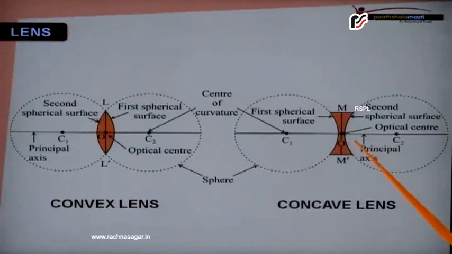Principal axis is a line passing through the optical center and the two refracting surfaces, and it's always perpendicular to the two refracting surfaces. A concave lens is known as a diverging lens. If the rays of light come from the left side of the lens, then after refraction they appear to come from one point and diverge. So it is known as a diverging lens.